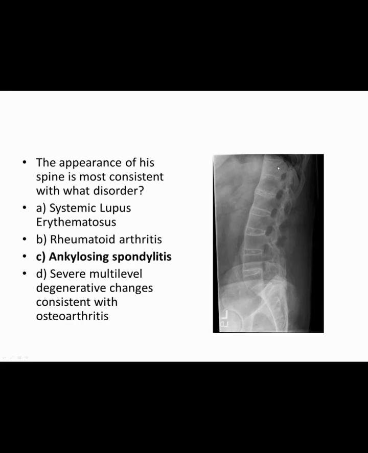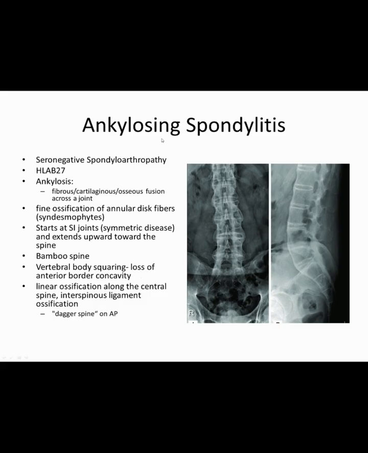And this is a finding that is pathognomonic for C, ankylosing spondylitis, which is a seronegative spondyloarthropathy. Oftentimes patients are HLA-B27 positive, and like I had mentioned in the previous slide, it involves ankylosis, which is either fibrous, cartilaginous, or osseous fusion across a joint, and you get development of these syndesmophytes, so fine ossification of the annular disc fibers.